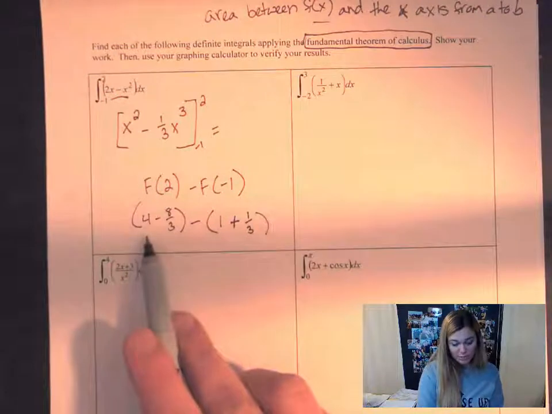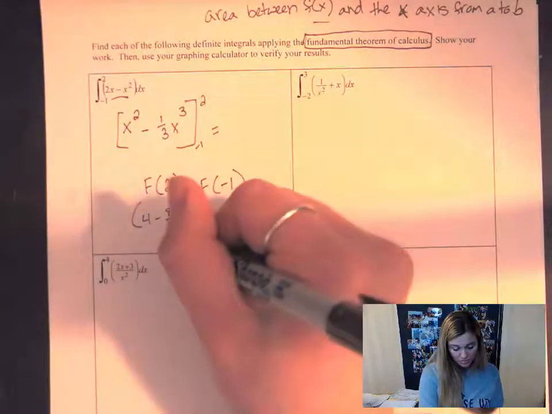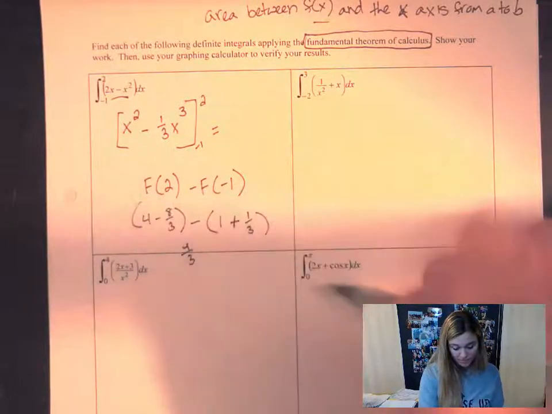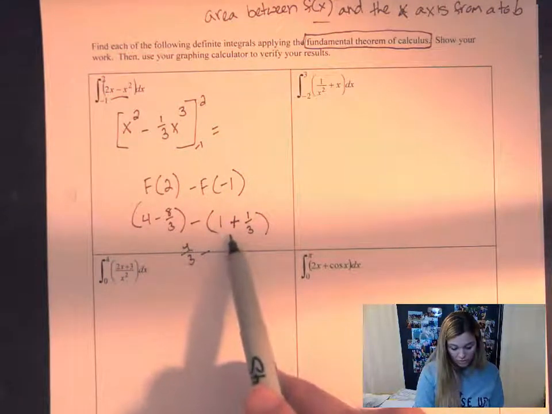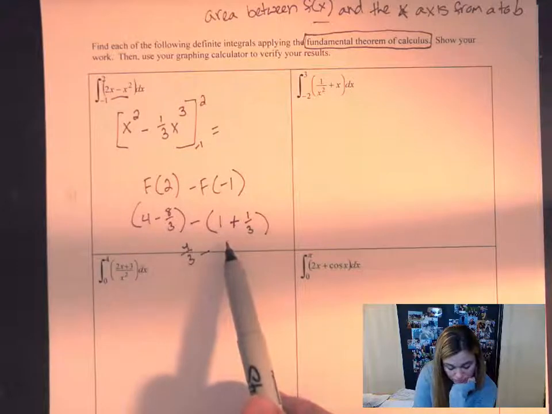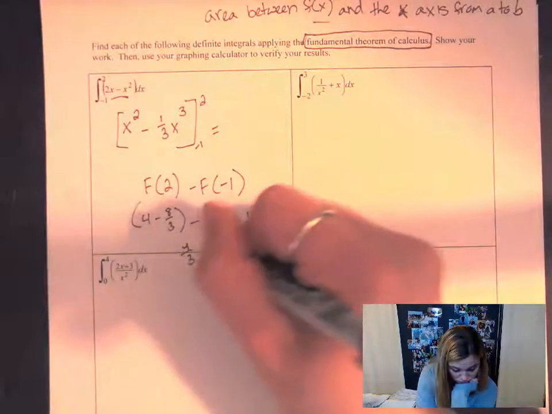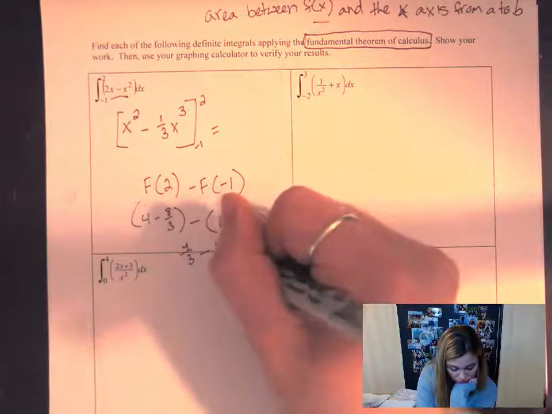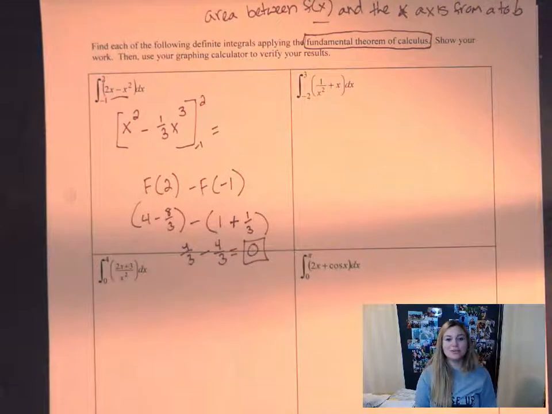Whew, then we do some fractions. This would be the same as if I went 12/3 minus 8/3, which would be 4/3. 1 plus 1/3 would be 4/3. Yeah. Because it'd be, hey, and I get 0. That was a lot of work.